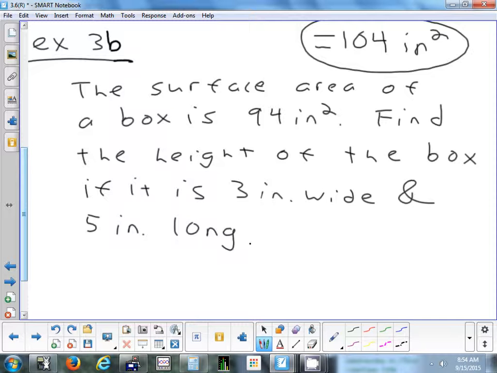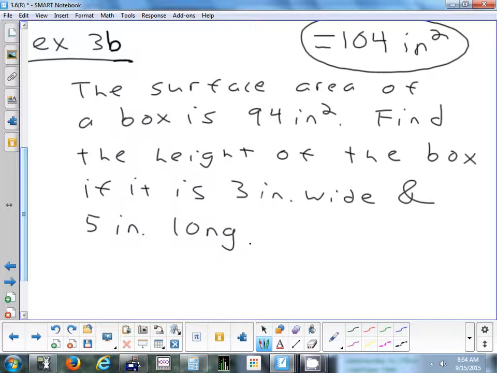No, it's telling me the length. It's 5 inches long. Ryan? Right. Yeah, find the height. All right, so we're finding the height. Does everyone have that? Is that the same example that's on your sheet? Yeah, okay. All right, so you're finding the height.